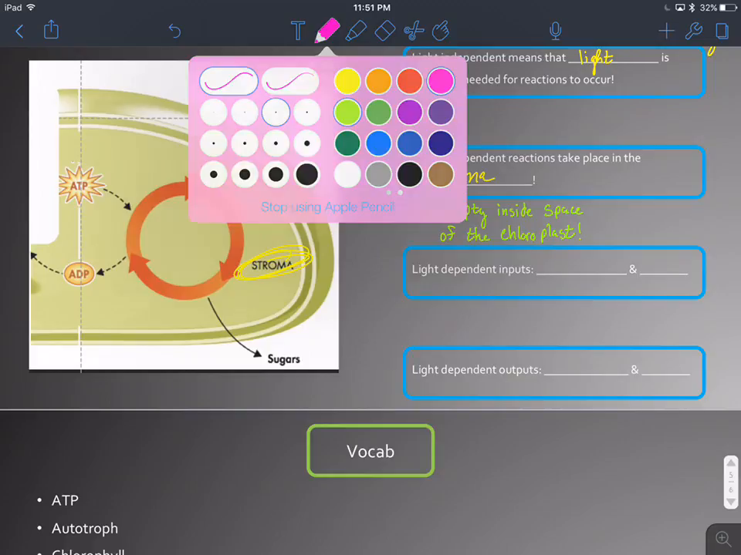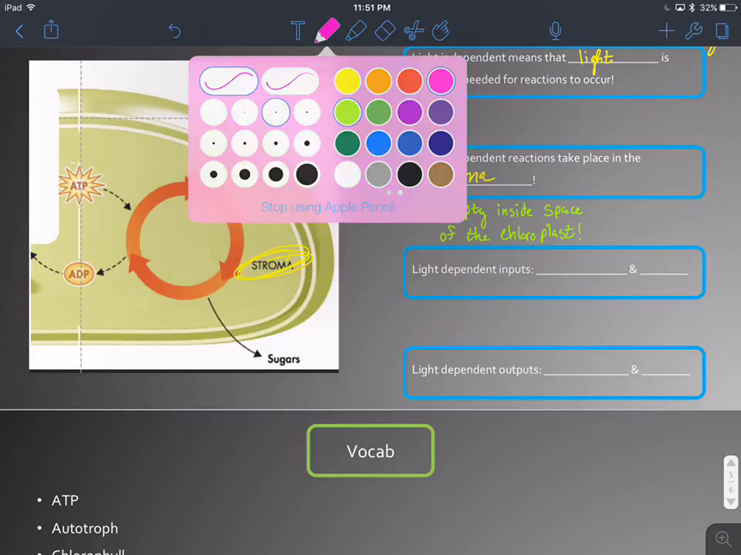Okay, and you should know that this means low energy, right? Because the energy in that ATP right here, it's actually used to make the sugar, right? And the sugar is going to be our other output. It's what else is made, okay? Sugar.